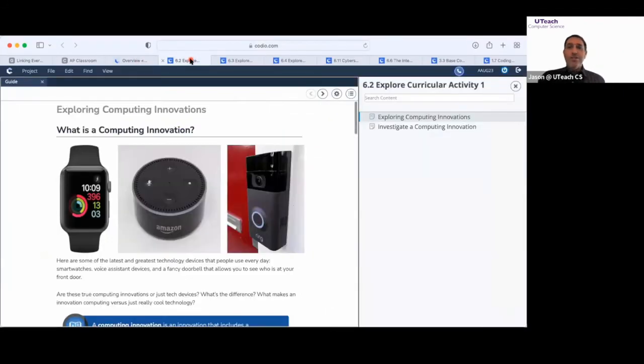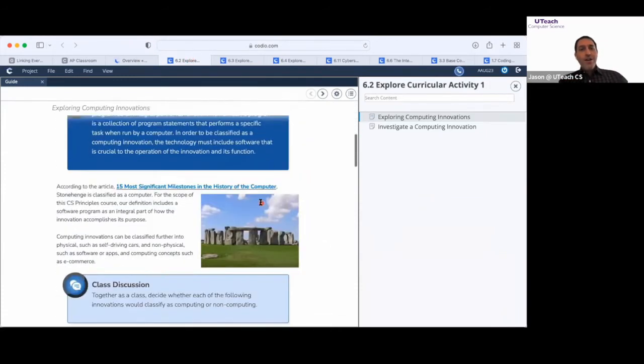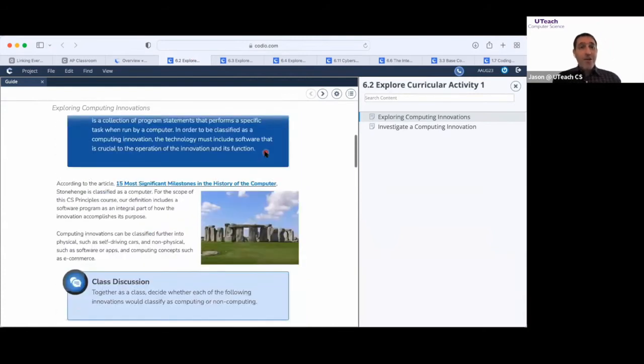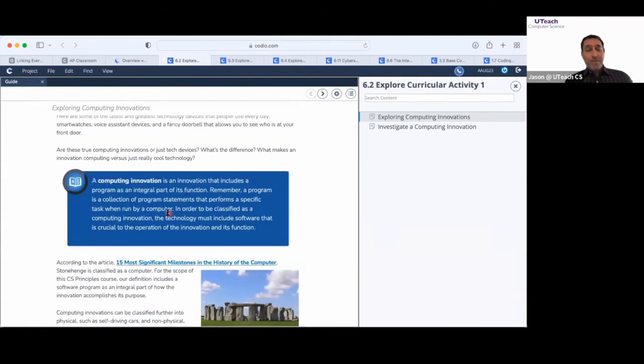So here is assignment 6.2 in our curriculum. In this one, we start off by talking about a computing innovation. Then it has a nice chart here about what is a computing innovation and a non-computing innovation. Computing innovation is really simple. It's something that has a program integral to its functioning, in order for it to function properly.